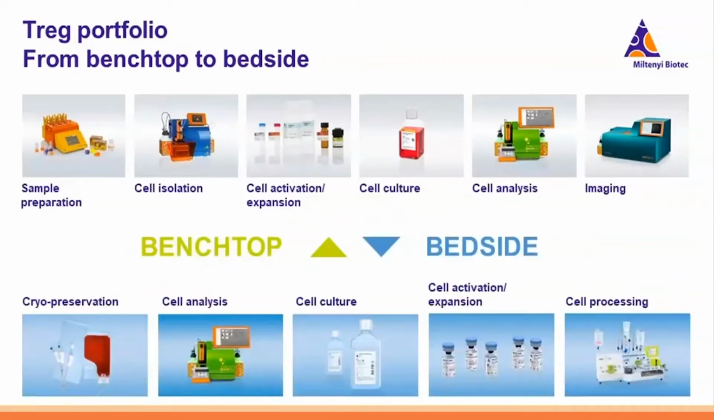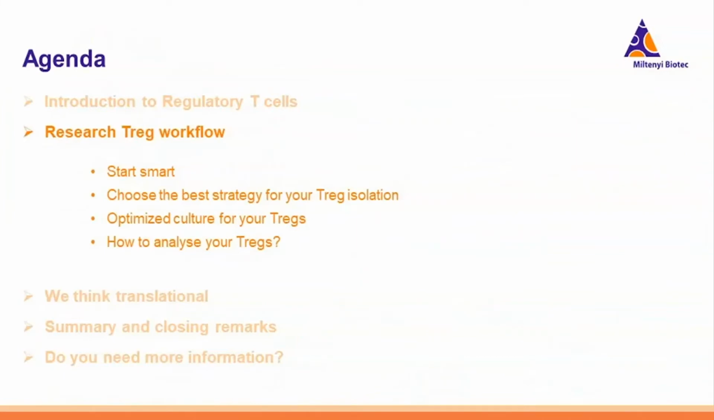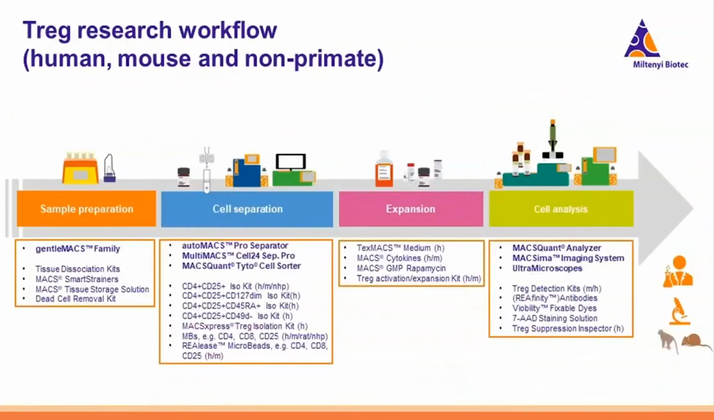Just as a quick reminder, our company is a translational company, and regarding Tregs, we provide you enough tools from very basic research to your clinical grade cell manufacturing. However, our topic for today is mainly the research workflow. Let's go through the research Treg workflow step by step together. As you can see, it's a complete overview of our research grade Treg products, which cover the whole workflow for different species, such as human, mouse, and non-human primate.